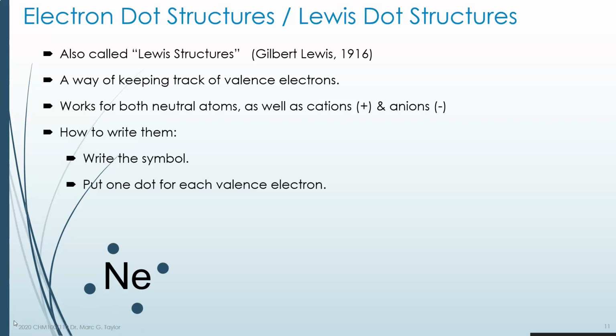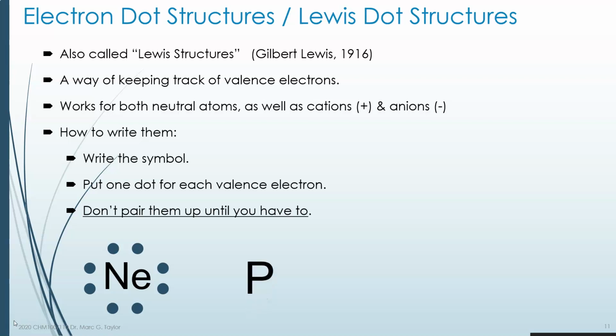Neon has a full set of 8. So we typically write the 4 spread out first, and then we write the other 4 so that you have 4 pairs of electrons around each side of the symbol. So you don't typically pair them up until you have to. If you have 8, you have no choice. They're going to be 4 pairs.